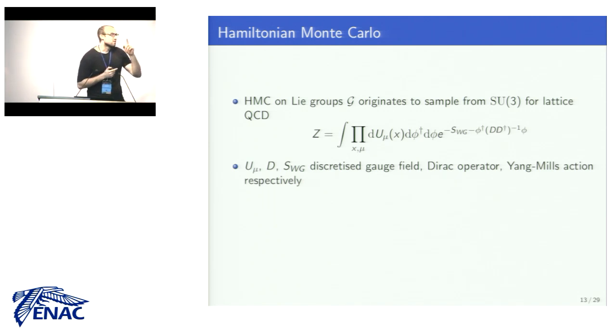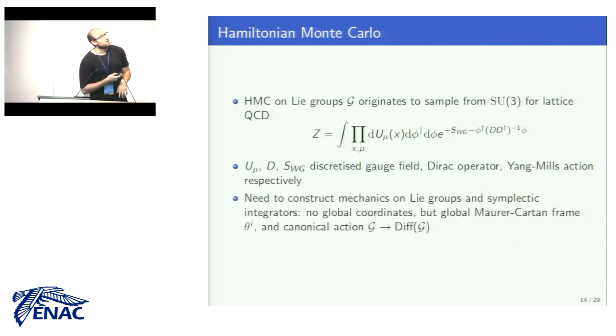Originally, you actually did not exactly want to do that integral. You wanted to do the U1 version of it, so it was a bit simpler. But a few years after, there was a generalization from Kennedy and Rossi to SU3, which explains how to do HMC on a Lie group. So originally it was on U1, but then you want to construct the mechanics on a Lie group, and you need to actually define a mechanics and a way to integrate the mechanics.